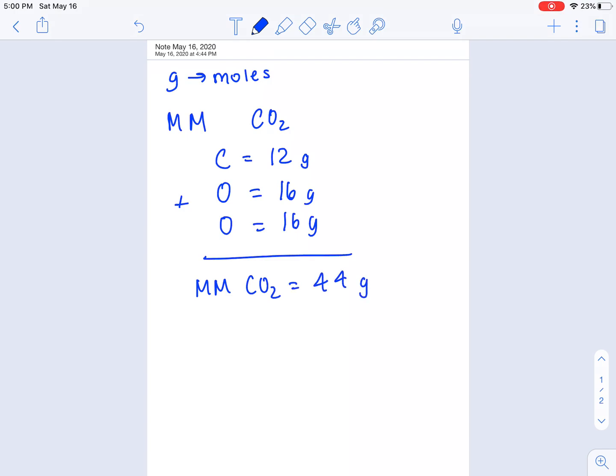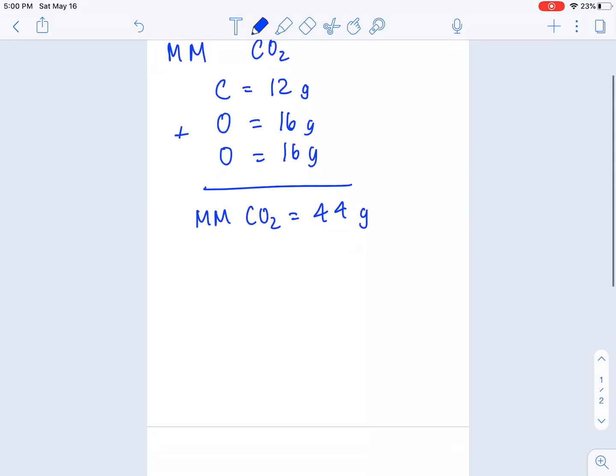When you add them all together to get the molar mass of CO2, it is 44 grams. This key part is very, very important because, as you see, when we go from grams to moles, you actually need the molar mass. Okay, so let's move on. Let's do another example. Let's do H2O. Let's find the molar mass of H2O.